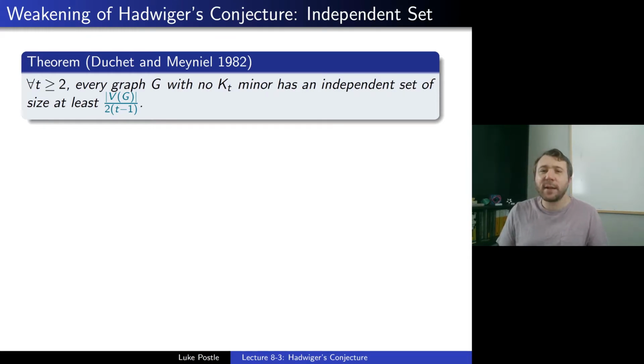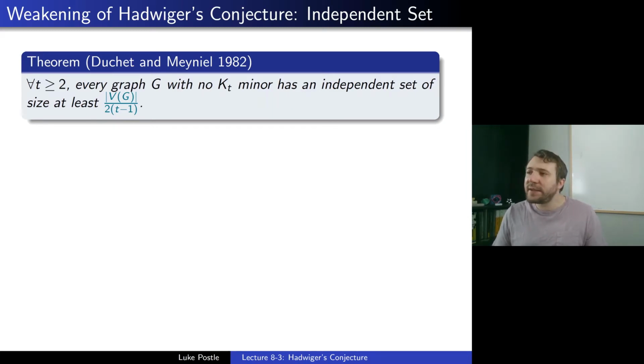And you can also ask this about other things. For example, what's the relation between minors and independent sets? What's the maximum independent set of a graph with no K_t minor? This would then be a weakening of Hadwiger's, because if you believed Hadwiger's, you'd assume there would be a color class with at least v over t minus 1 vertices, some independent set. And Duchet and Meyniel proved a weaker version of that: you can get an independent set of size at least |V(G)| over 2t minus 1. This is from 1982, so a nice result in that sense. And we're going to go ahead and give you a proof of that. So again, a weakening.